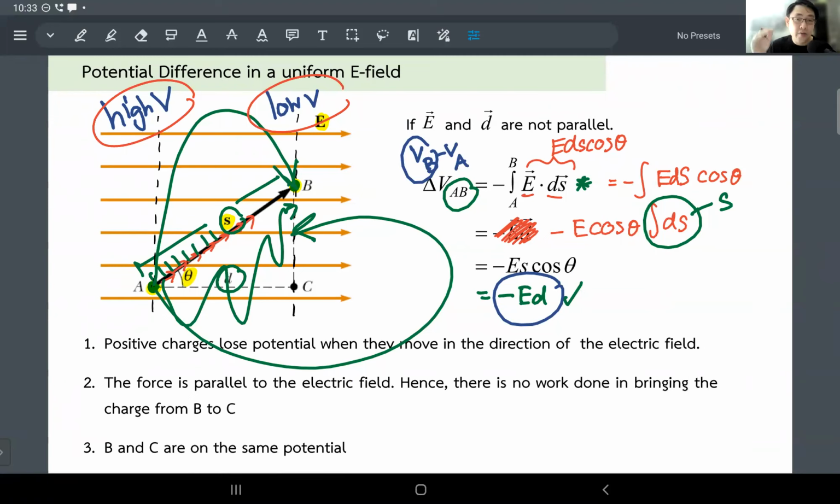So if you go along the field, you are going toward lower potential. If you want to go to a higher potential, you have to go uphill, up against the electric field direction, just like gravity. Gravity is pointing down, so if you go against gravity, you're going up higher in potential energy.